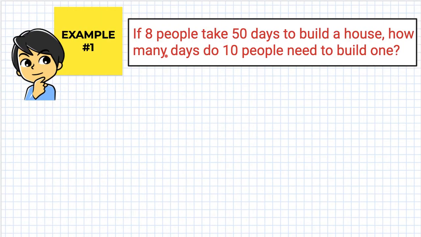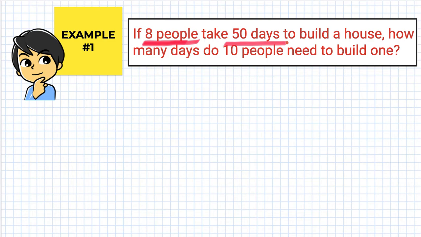If 8 people take 50 days to build a house, how many days do 10 people need to build one? Okay, so is this in an inverse proportion? Yes, of course. Because if there are many people who will build the house, it will only take few days for them to finish. The more people, the lesser days for them to finish building a house. So therefore, this is an example of an inverse proportion.